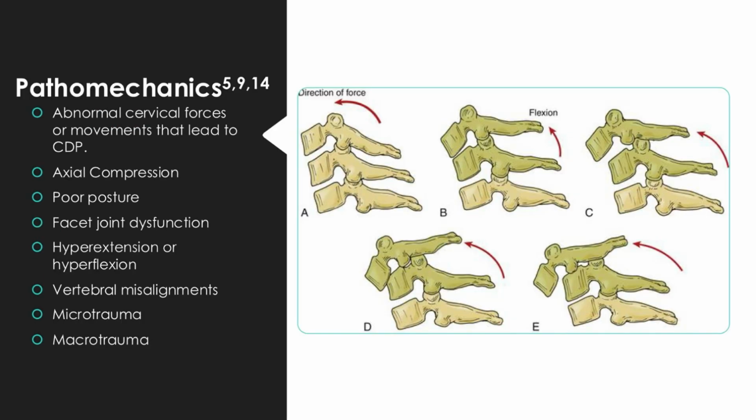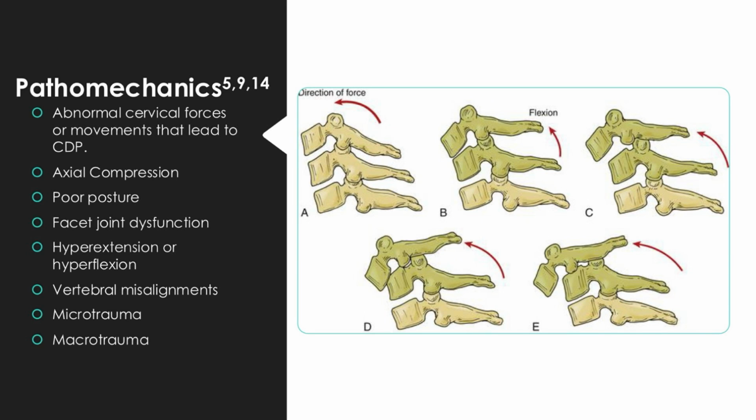To start with some pathomechanics, first we have axial compression, which refers to directed vertical forces through the spine. Examples of axial compression could be improper weightlifting, carrying something heavy on your head, and even poor posture. Poor posture, especially forward head posture, is common in people who work desk jobs and may place additional stress on those cervical discs.